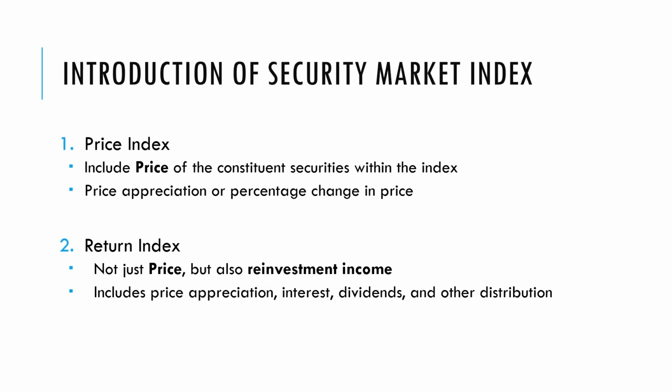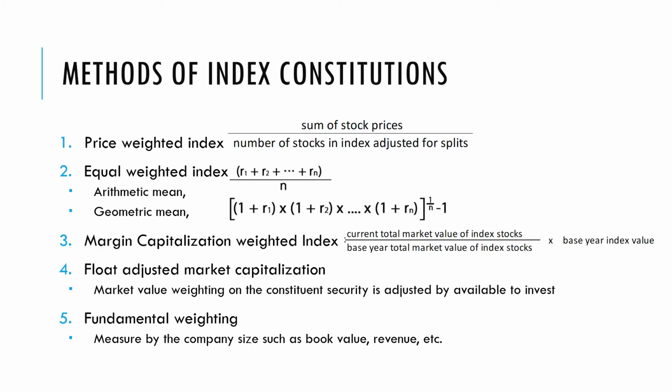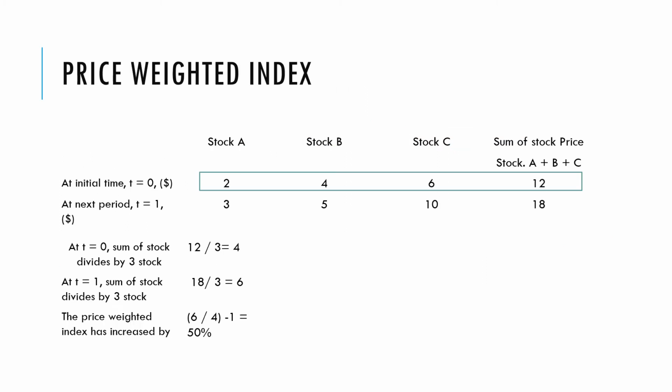Price index only includes price, while return index includes both the price and reinvestment incomes, such as interest and dividends. In the price-weighted index, it is the sum of stock prices divided by the number of stocks. At time 0, the sum of stock prices is 12, and divided by 3 stocks, that gives us the price-weighted index PWI of 4.